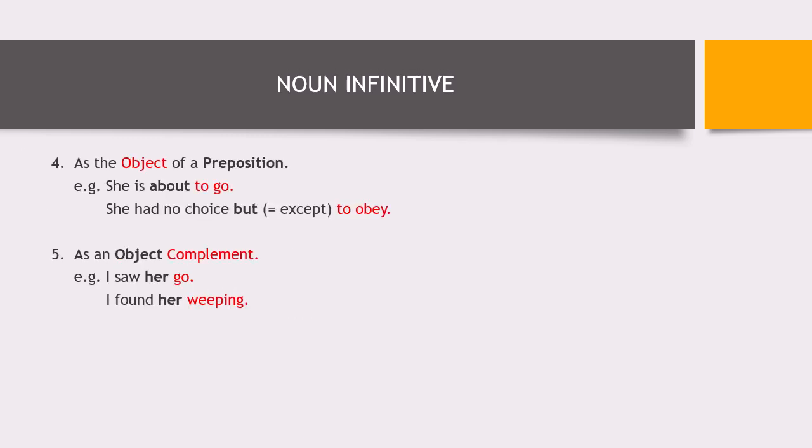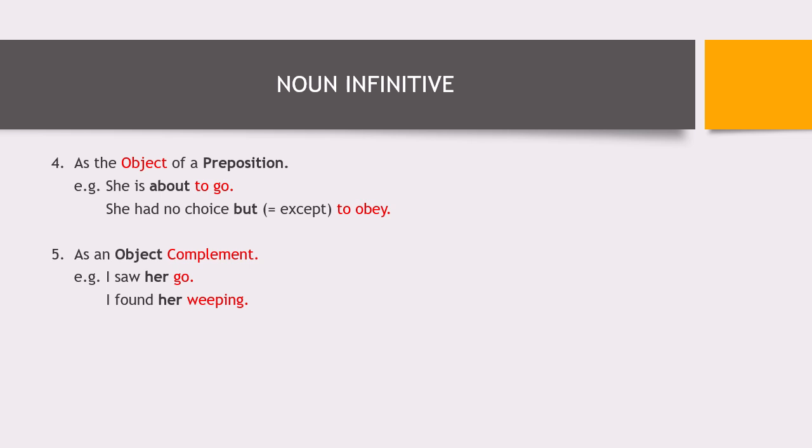Noun infinitive. 4. As the object of a preposition. For example, she is about to go. To go is the object of the preposition about. She had no choice but to obey. To obey is the object of the preposition but.